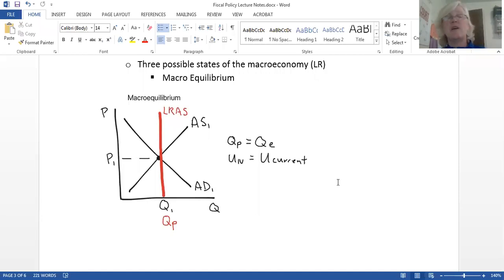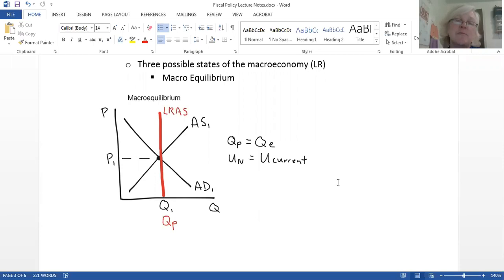So this picture right here shows us long run macro equilibrium. This is the best world. We're at both short run and long run equilibrium. In this case, the denotation of QP, that stands for potential. That's our potential output when we are at full employment. And then UN is our natural rate of unemployment, and that equals our current rate.